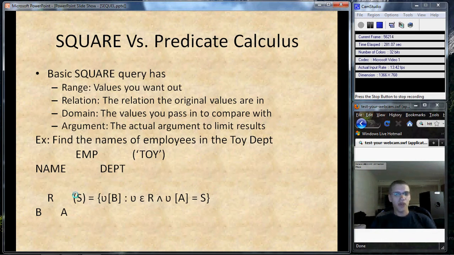Now here's how you would do it in predicate calculus. Each of these B, R, A, and S variables has to be predefined and mapped to name, employee, department, and toy. And then it's just this complex predicate calculus, which I don't even understand. So as you can see, even by this simple example, Square is so much easier to use than the predicate calculus, but still achieves the same basic idea of selecting something from a relation using a criteria.